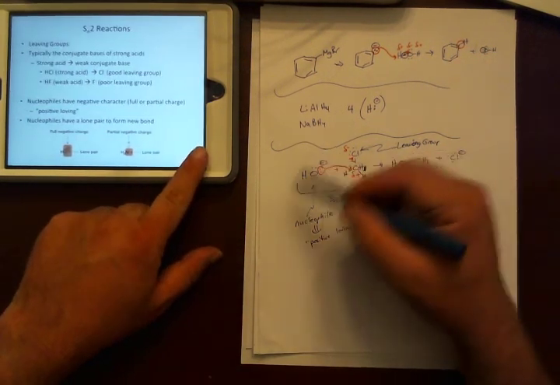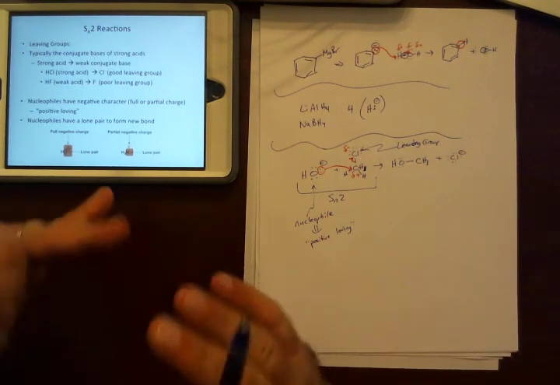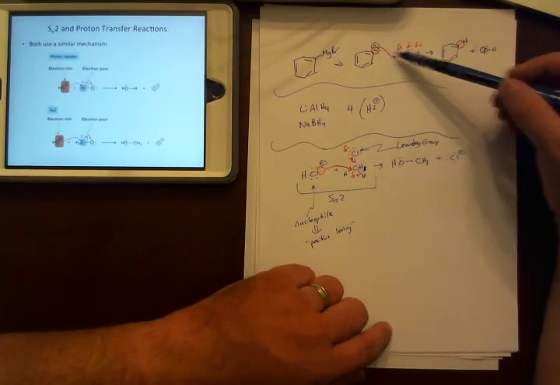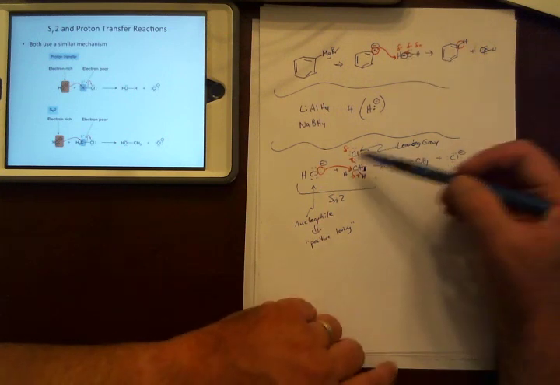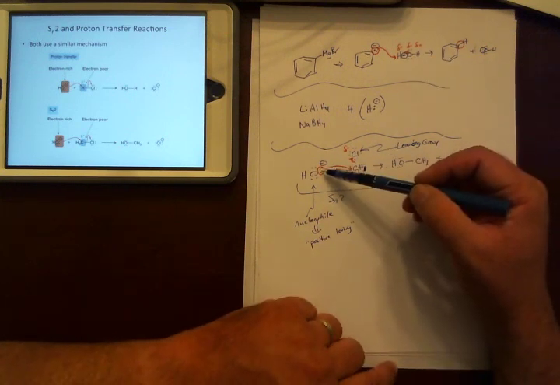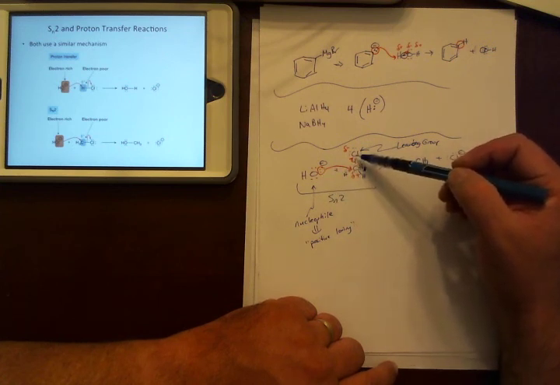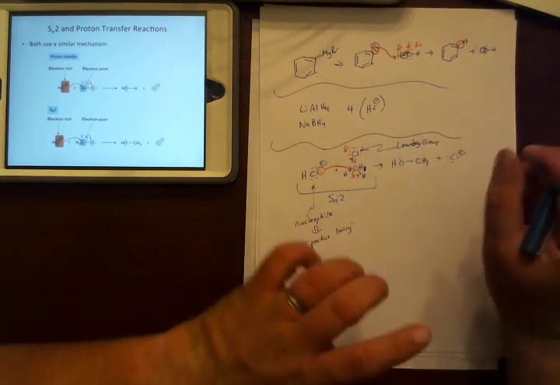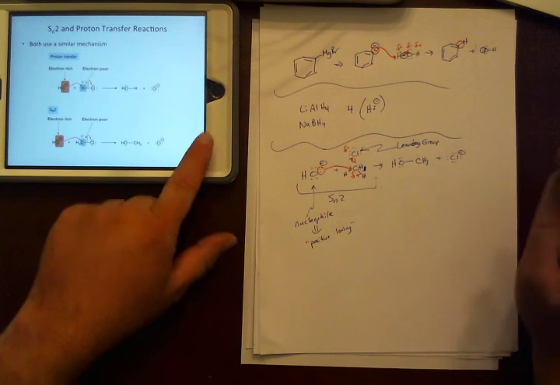Typically they're going to have negative character to them. They're going to either have a full negative charge or a partial negative charge. But the reaction is the same, right? So this proton transfer reaction, we're making a new bond to what had the positive charge, and you're kicking the electrons onto the neighbor. Same thing here. You take the bond from your nucleophile, attack the thing that's positively charged, and then kick those electrons onto the neighbor. The reaction is exactly the same. The mechanism is exactly the same. So don't think of them any differently.